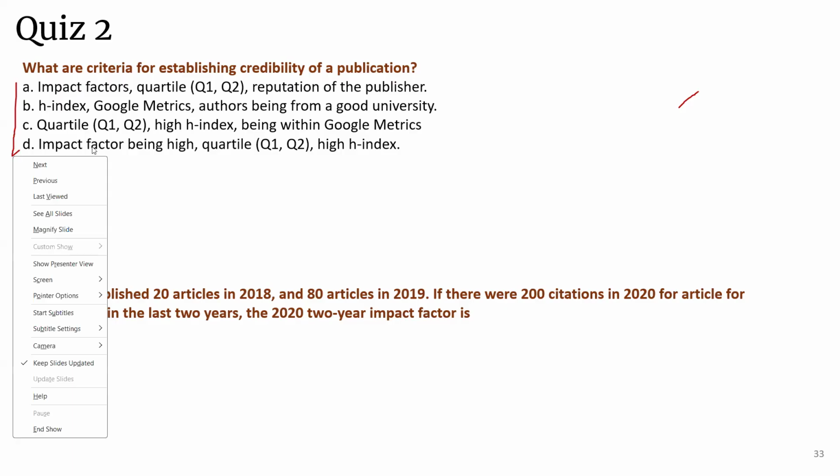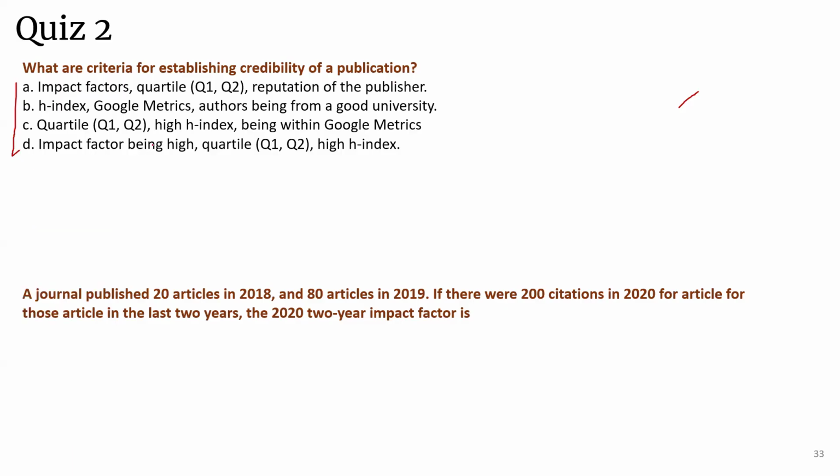H index, Google metrics, authors being from a good university. Quartile Q1 or Q2, high H index being within Google metric. Impact factor being high, quartile Q1 or Q2, high H index. Answer is D. Some other answers just say Google metrics, but Google metrics must be high, right? It must be in a high forum. So being within Google metrics is not sufficient. Just H index being there is not sufficient.